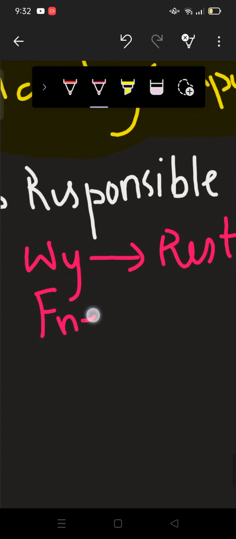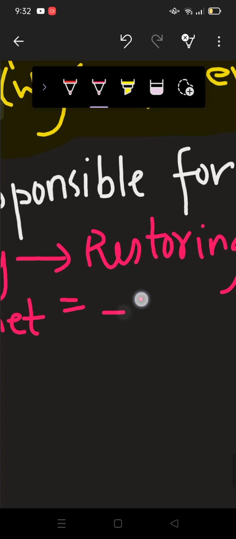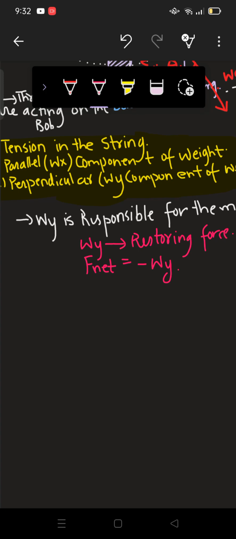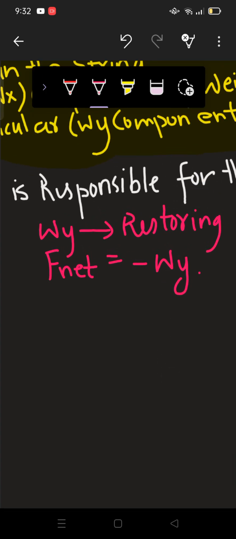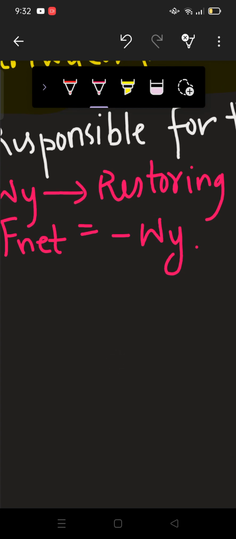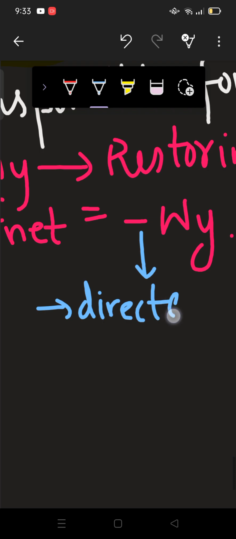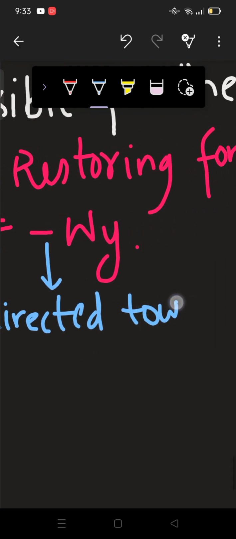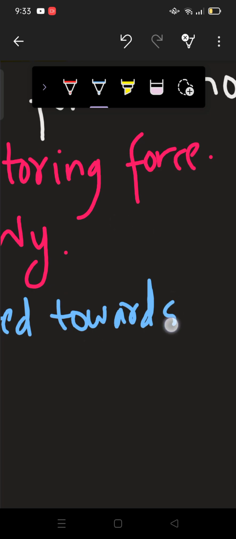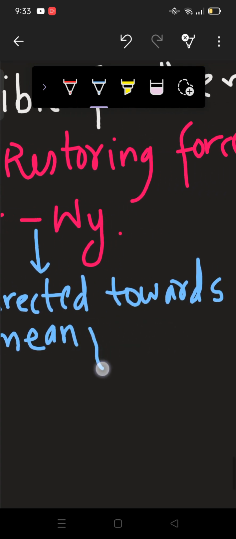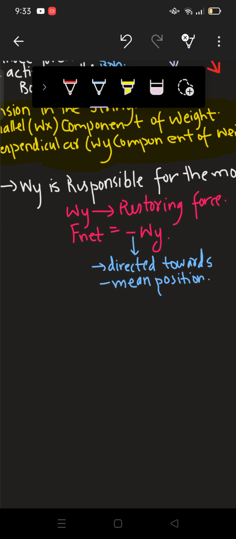Which means if I find F net, that would be equal to minus Wy. Now why have we got this minus? Since it is directed towards the mean position. That's why we have put a minus sign with it. So F net is equal to minus Wy.